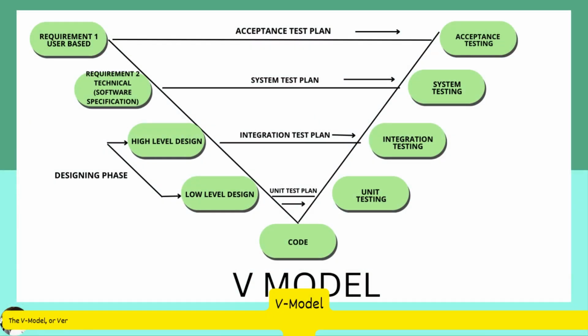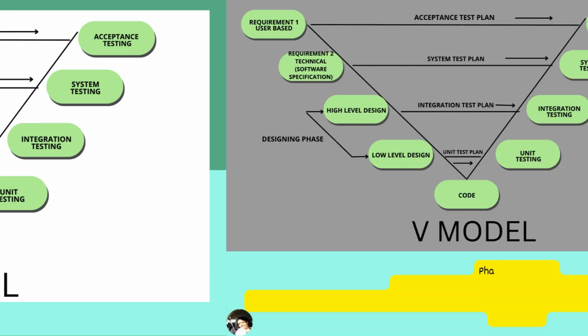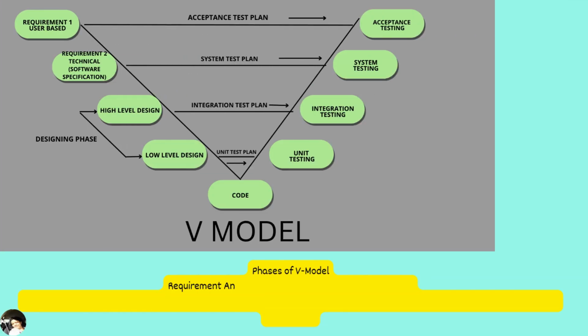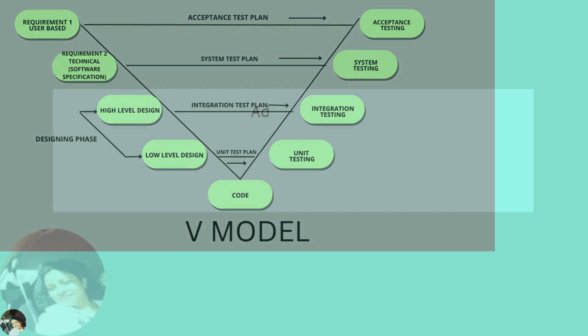V model. The V model, or verification and validation model, focuses on testing throughout every stage of development. It enhances the waterfall model by incorporating testing into each development phase. Phases of V model. Requirement analysis corresponds to acceptance testing. System design maps to system testing. High level design, HLD, aligns with integration testing. Low level design, LLD, matches unit testing.